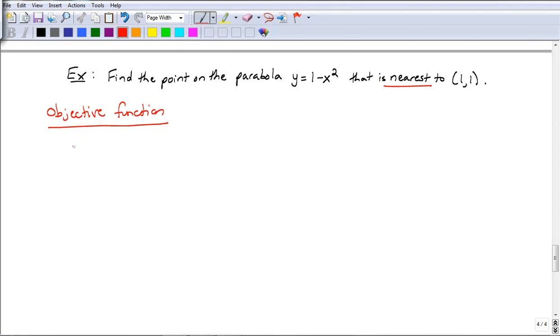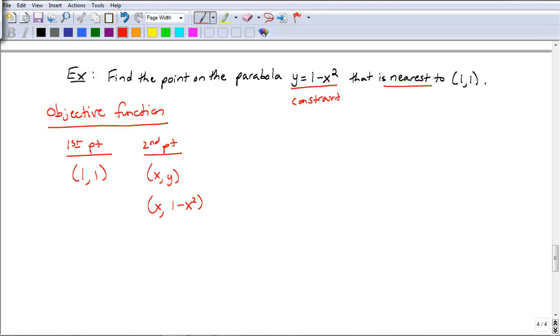One of the points, my first point, is the one we want to be close to, that's (1, 1). My second point is just a generic point on the parabola. I'll call it (x, y). But since we're on the parabola, I know that y is 1 minus x squared. That's my constraint that lets me solve for a variable. So I plug it in. The distance is the square root of (x2, which is x, minus x1, which is 1) squared, plus (y2, which is 1 minus x squared, minus y1, which is 1) squared.